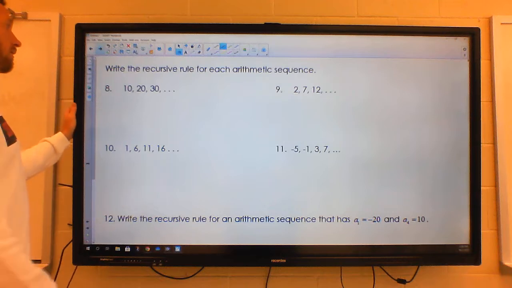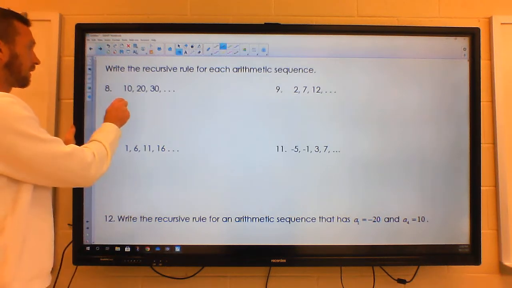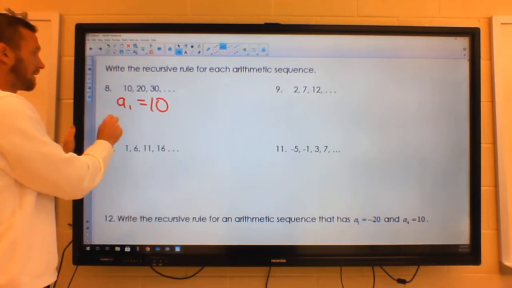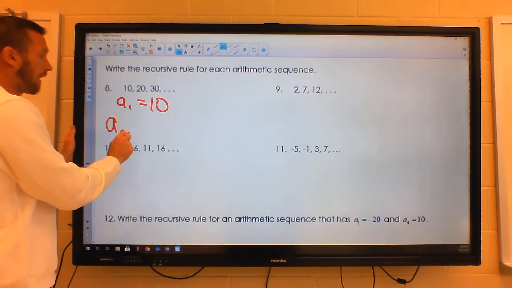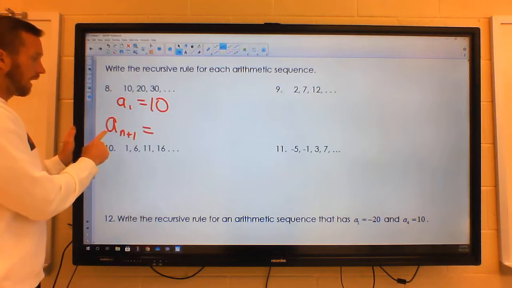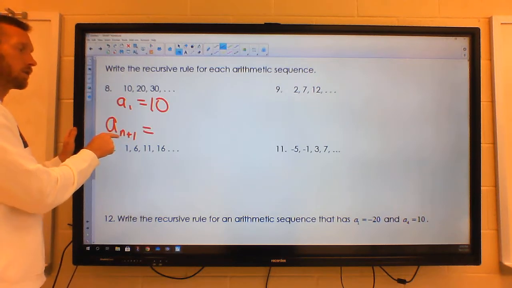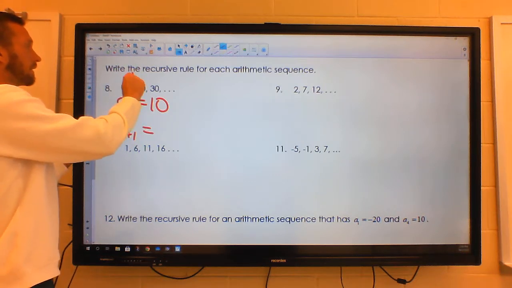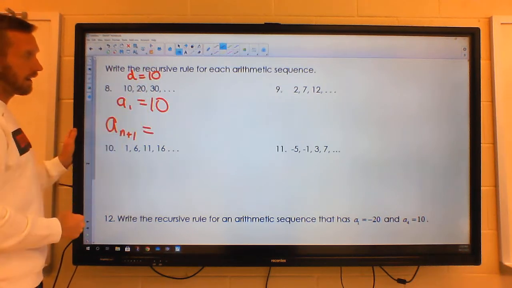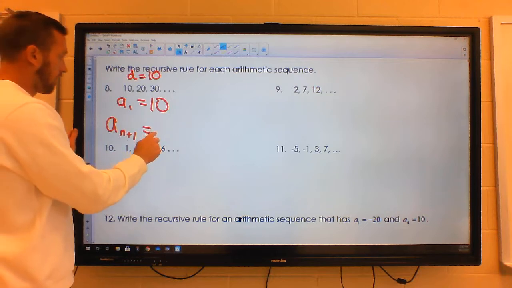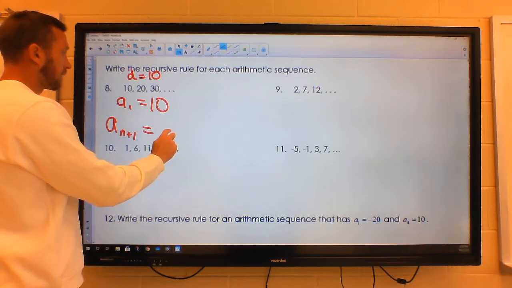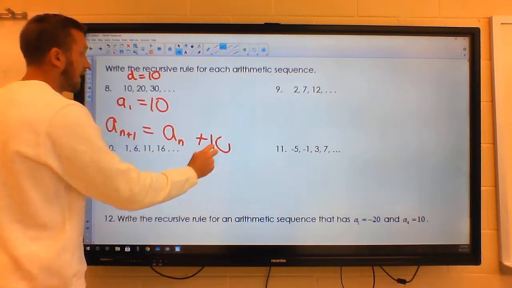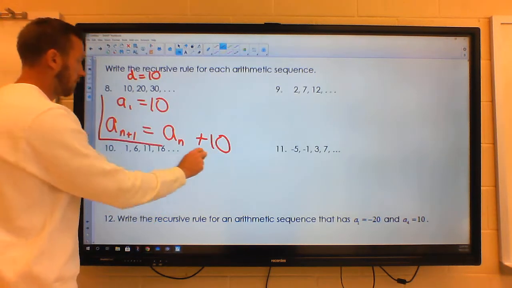Now we are writing the recursive rule. Remember, the recursive rule consists of 2 things. Stating the first term, followed by stating what every term thereafter becomes. a_(n+1) means the very next term is always going to be, what are we doing? We are adding 10, so d equals 10. Add 10 every single time. So what this means is our previous term, or our current term, plus 10. So this is our recursive rule.